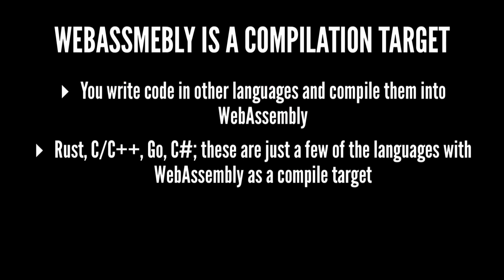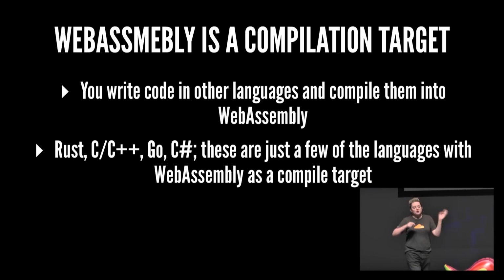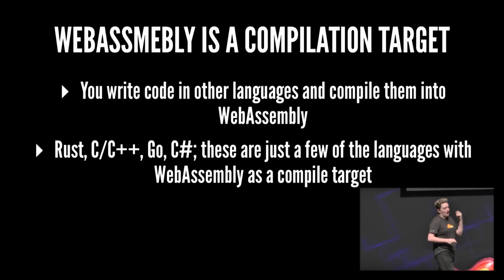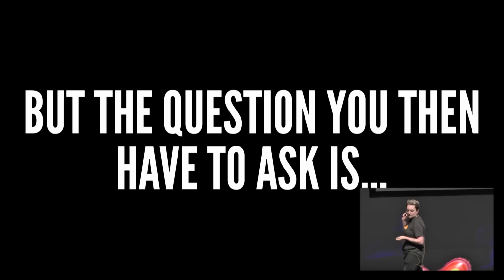So WebAssembly as a compilation target. You write code in other languages and then compile them into WebAssembly. Rust, which is pretty much written for WebAssembly, C and C++, Go, C#. Those are just a few of the languages that have WebAssembly available as a compile target. There are way too many to mention, and I'm certainly forgetting a few. But those are the 4 main ones that I can think of right off the top of my head, especially with Rust being pretty much written to be optimized for WebAssembly, though it's also just a pretty cool programming language if you ever get a chance to try it.